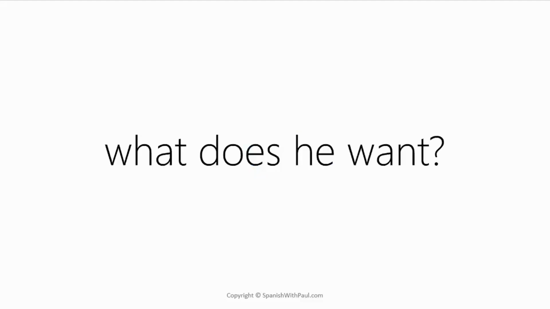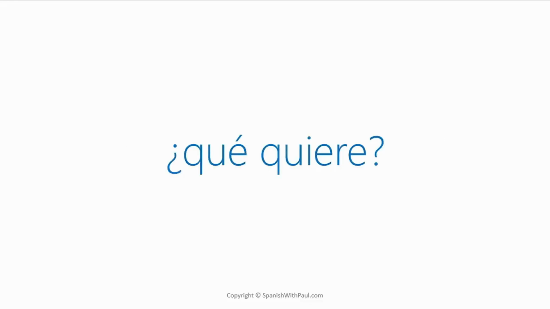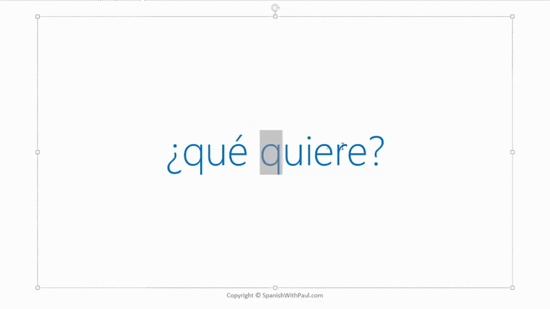The word for what in Spanish is que. Literally like a que sound in English. We have an accent over the E. Qué. How would you say, what does he want? ¿Qué quiere? Remember that quiere is he wants, she wants, it wants. So we simply have what he wants. ¿Qué quiere?